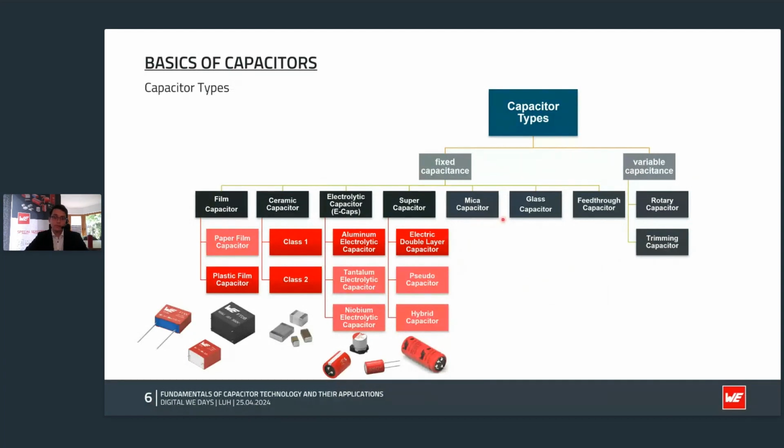Then there are also mica capacitors or glass capacitors, which are suited for higher voltages and very, very stable capacitance values, but are somewhat limited when it comes to how much capacitance I can really get in the same package. So yeah, you need a lot of volume to reach high capacitance values. And then there are also feed-through capacitors in the market for filtering of high frequencies. But today we will focus on the parts which we also cover with our portfolio.